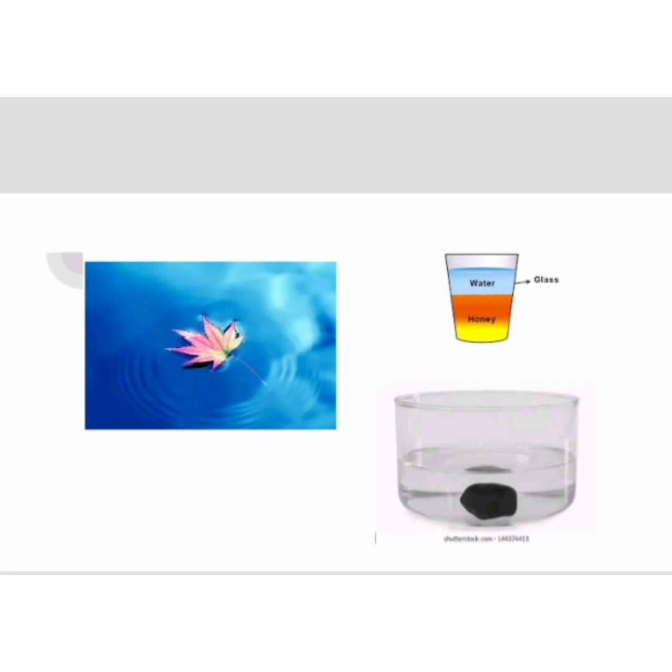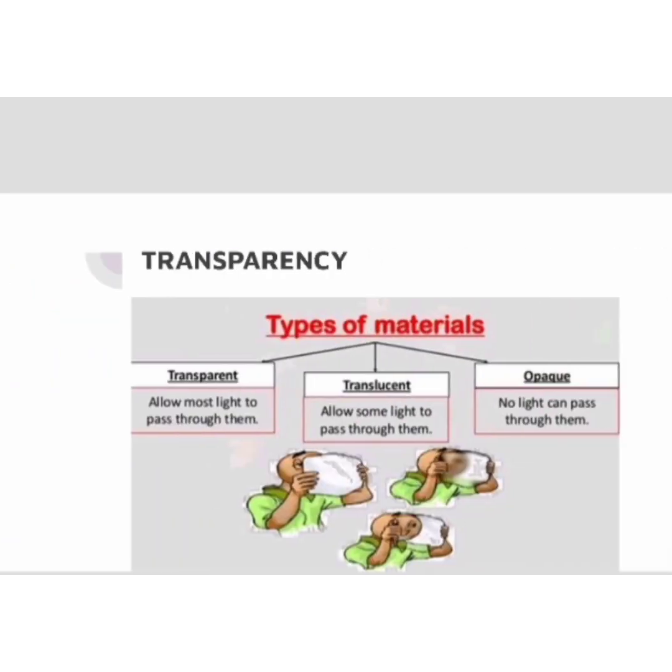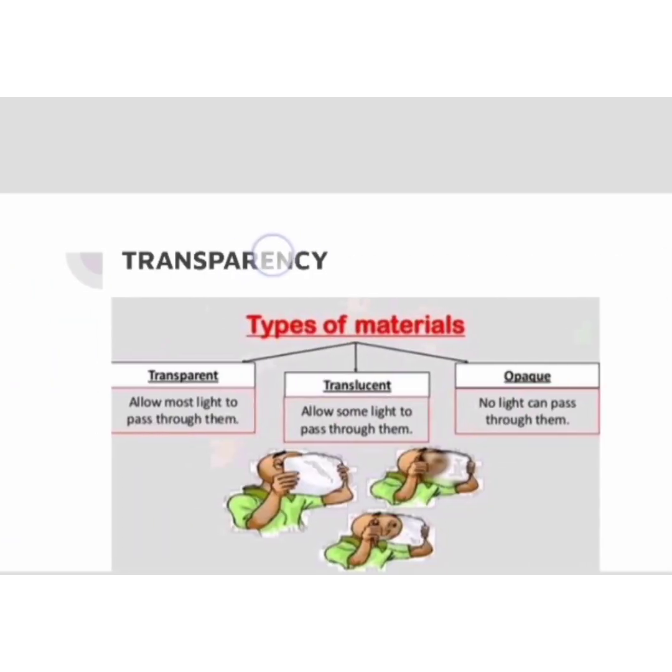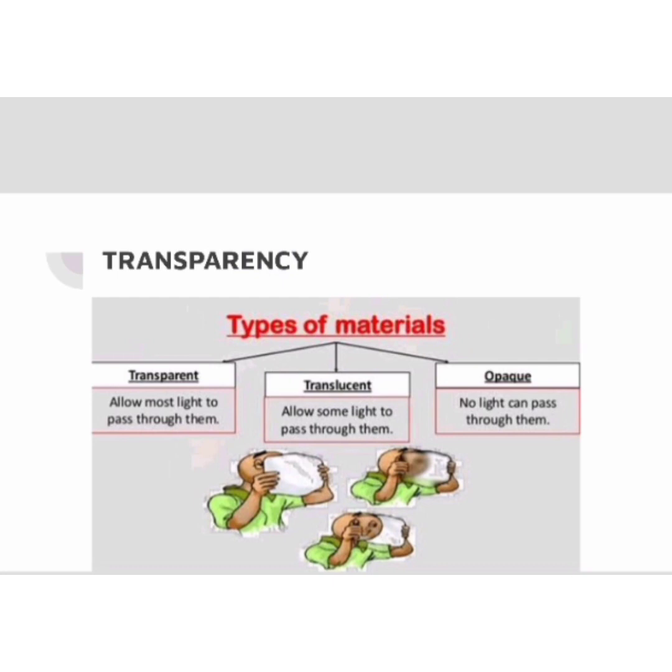Okay, next we move on to the property of transparency. Based on transparency, materials can be grouped into three types: transparent objects, translucent objects, and opaque objects.